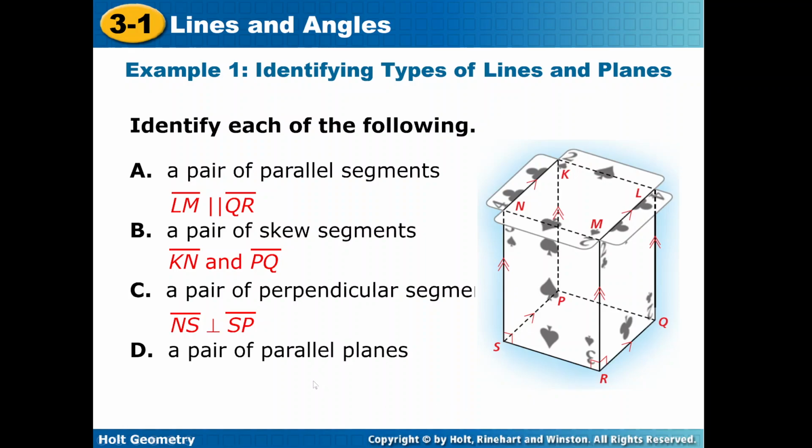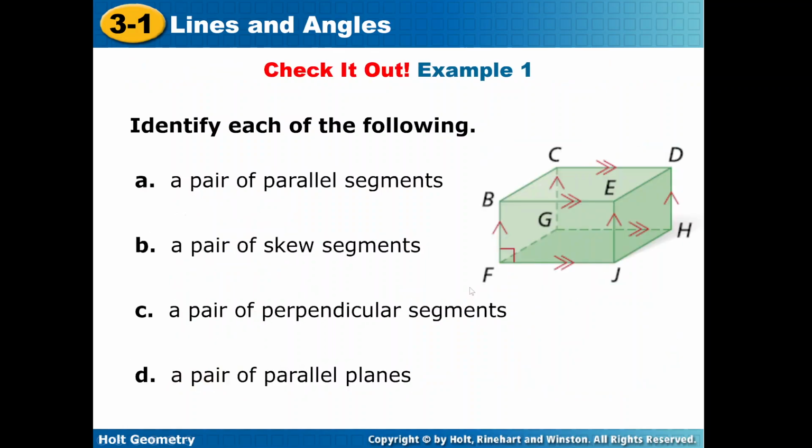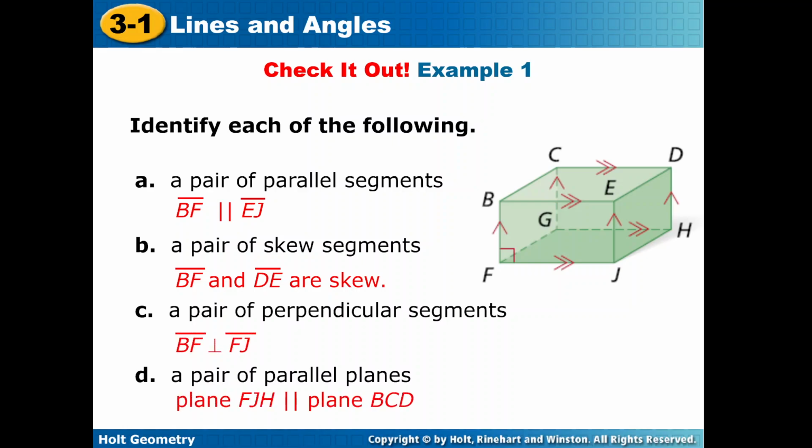A pair of parallel planes: plane NMR is parallel to plane KLQ. NMR is the front plane right here, and KLQ is the one on the back. Here's another example, so you can find the parallel segments, the skew segments, the perpendicular segments, and also the parallel planes.